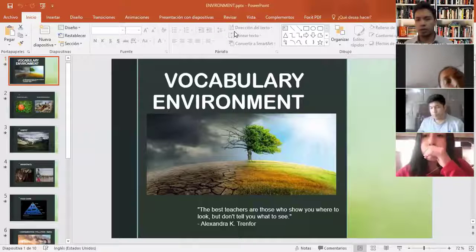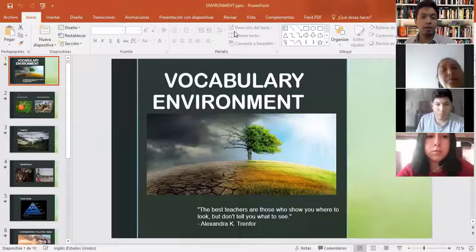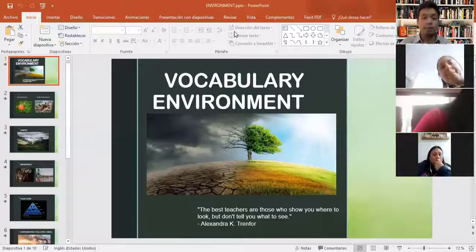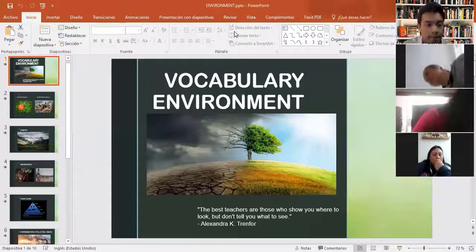Guys, what are pollutants? Pollutants are the things that contaminate our environment. So instead of saying the things that contaminate our environment, we can say the pollutants, right? That's why we have the pollutants that cause pollution in this world, all right? Pollutants cause the pollution in this world.